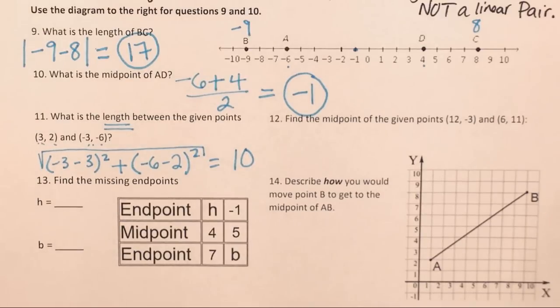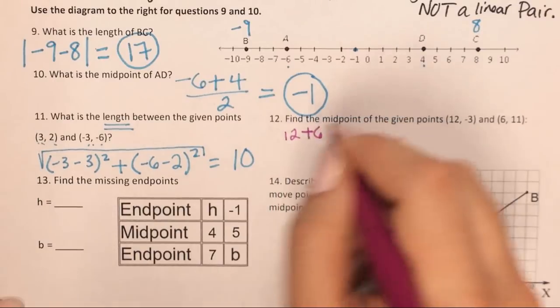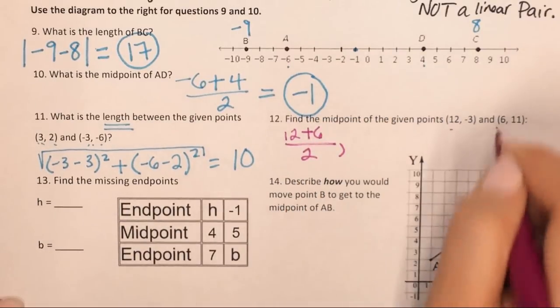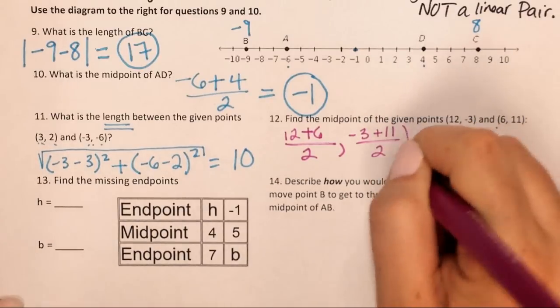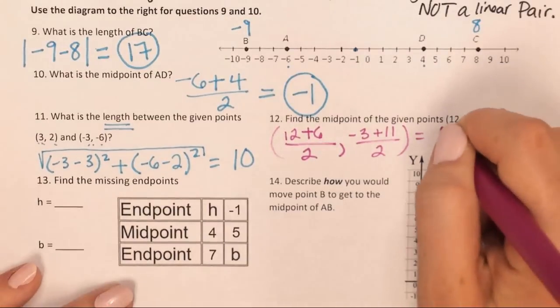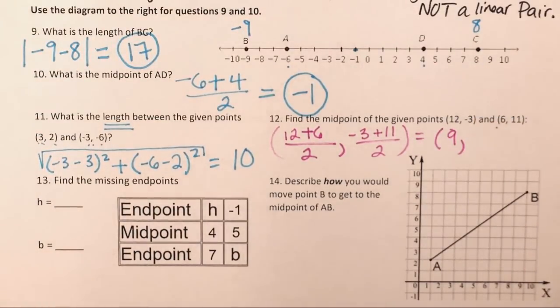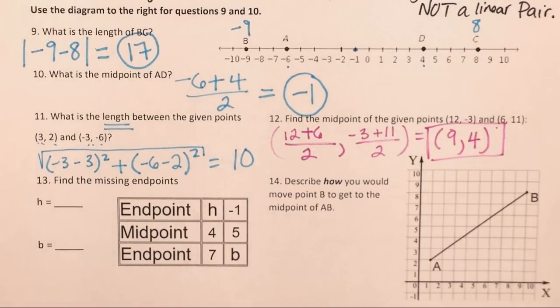All right, number 12. Find the midpoint between these given points. All right, midpoint formula says we're going to add our x values and divide by 2, and then add the y values and divide by 2. Okay, so 12 plus 6 divided by 2 gives me 9. -3 plus 11 divided by 2 gives me 4. And that's my midpoint.